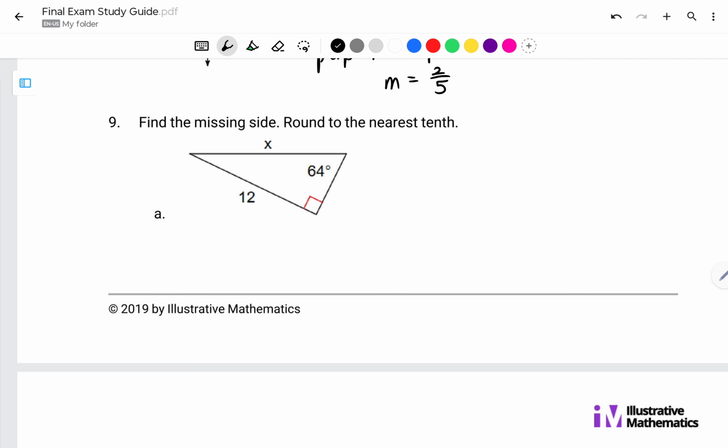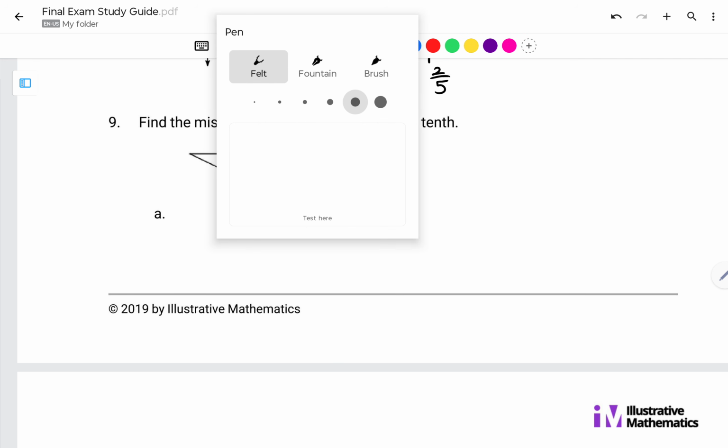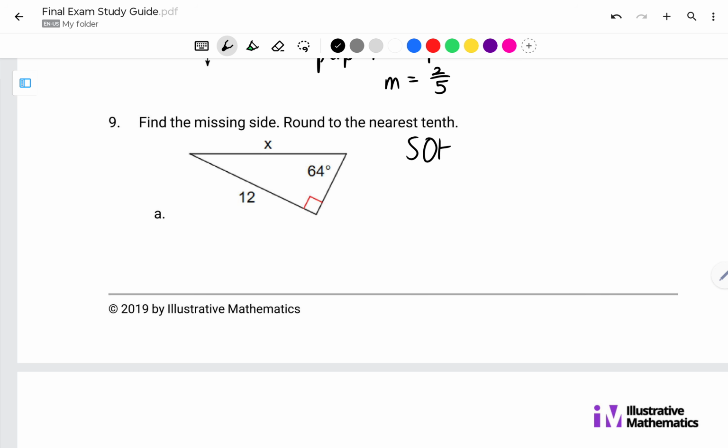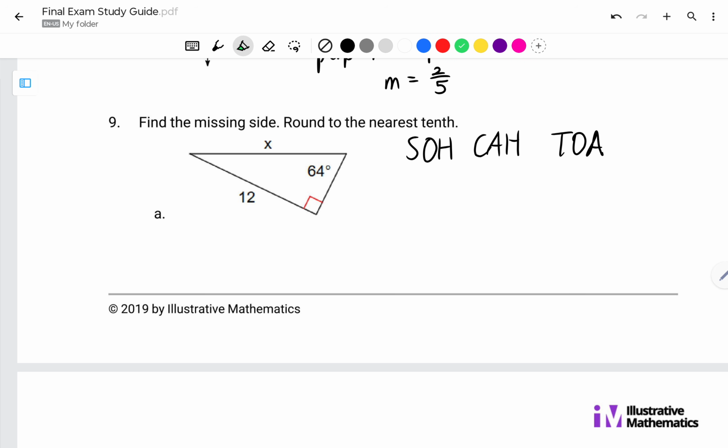Okay. We have a right triangle. We have to remember the phrase SOHCAHTOA. Right? SOHCAHTOA. So remember, S is sine, O is opposite, H is hypotenuse. C is cosine, adjacent, hypotenuse. Tangent, opposite, adjacent. Okay? So I'm starting with the angle, and I'm labeling my sides as opposite, adjacent, or hypotenuse.